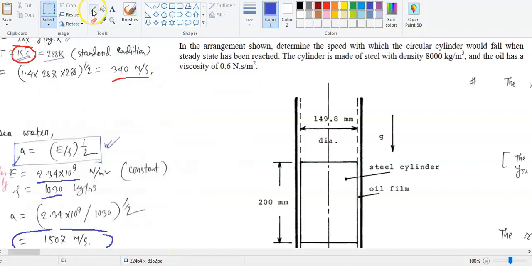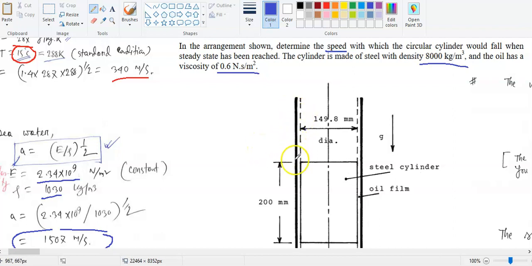Alright, so this is the last question today. Now we will solve this question. It says, in the arrangement shown, determine the speed, that means the velocity, with which the circular cylinder would fall when the steady state has been reached. The cylinder is made of steel with this density, and the oil has this viscosity. So we need to calculate the speed of the falling circular cylinder when it reaches the steady state condition. That means the velocity is not changing with time, and it is quite stable.